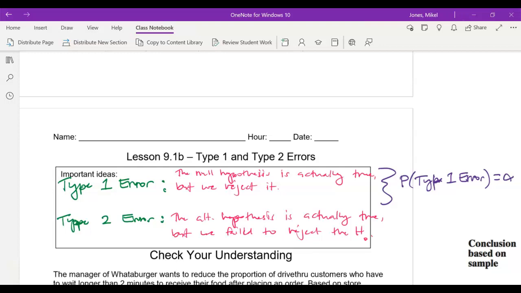Okay? So I want you to pause the video, and I want you and your team to complete the check for understanding, and then unpause so that you can check your check for understanding.